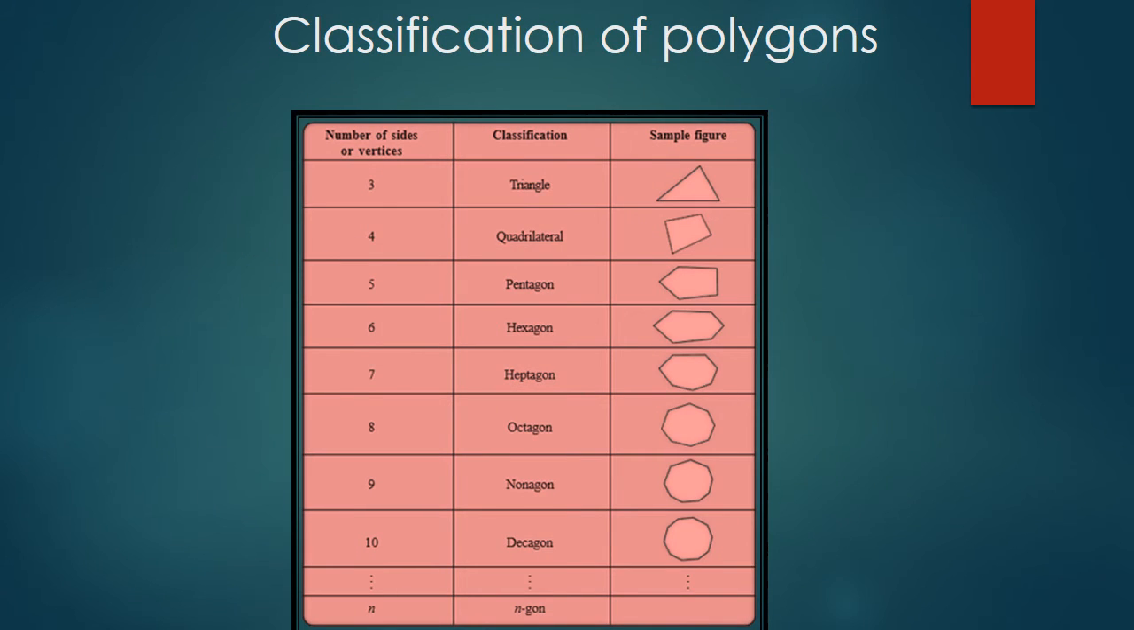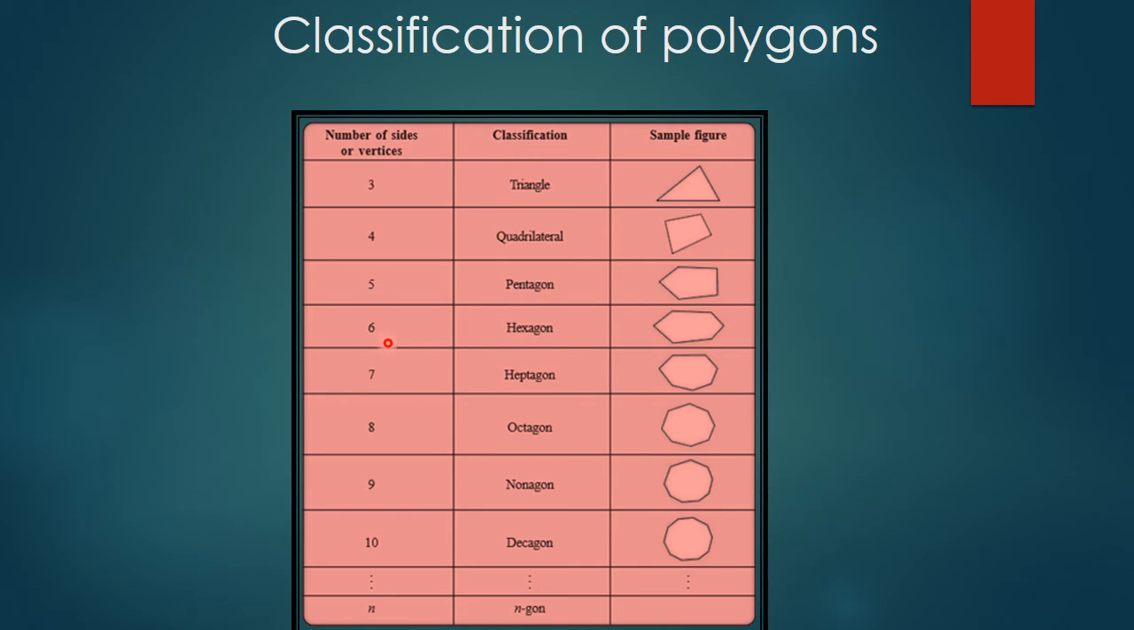Now, classification of the polygons. When we classify the polygons, it is based on the number of sides or vertices a polygon has. So when you have three sides, we call it a triangle. Next, when we have four sides, we call it a quadrilateral. Quad refers to four. Next, when you have five sides, we call them a pentagon. Penta refers to five.